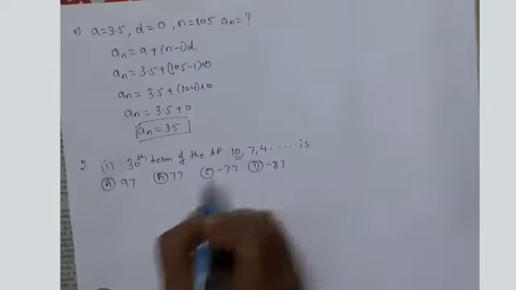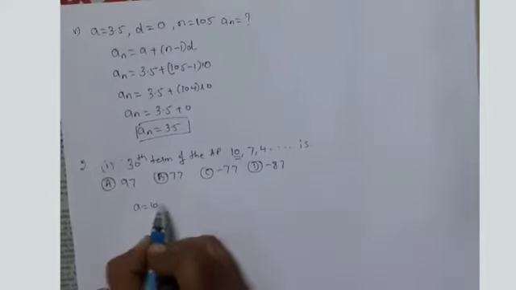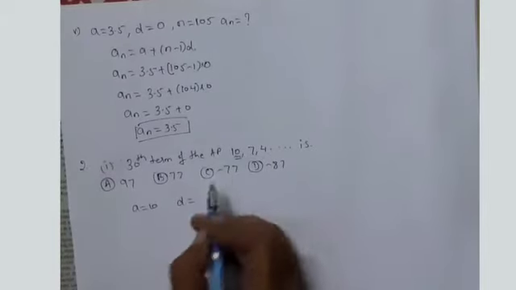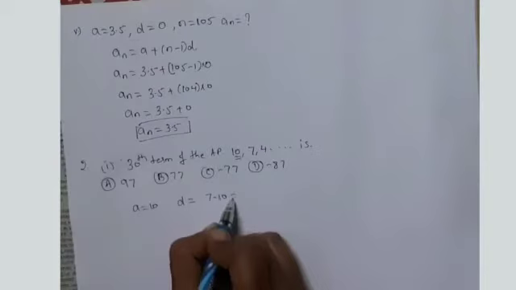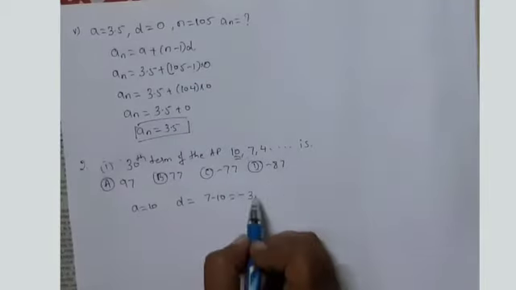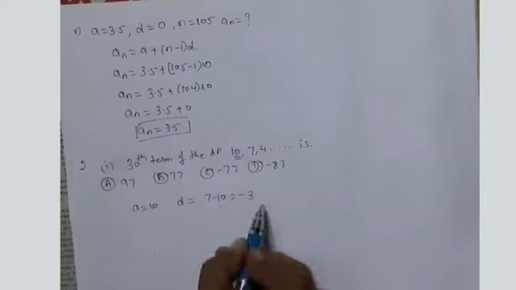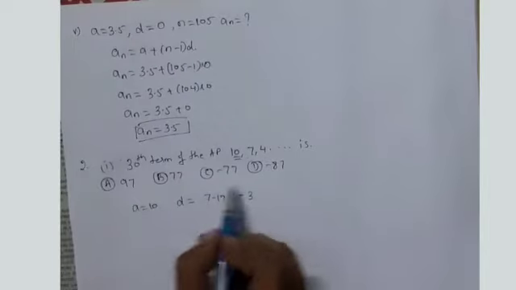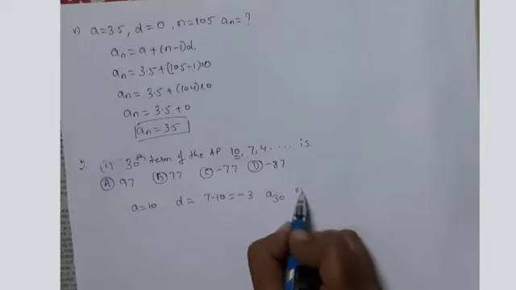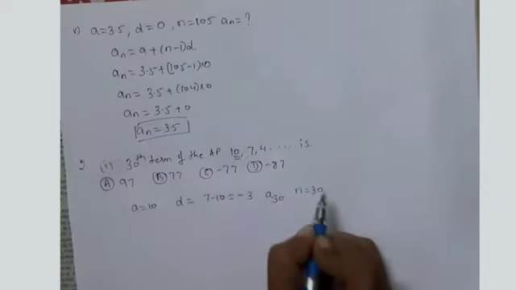Here you are given with a. A is 10. What is d? D will be equal to 7 minus 10, which is equal to minus 3. So 4 minus 7 is also minus 3. So the constant is same. D is minus 3. You have to find out the 30th term, means you need to find out a30. So the value of n is given for us, that is 30.